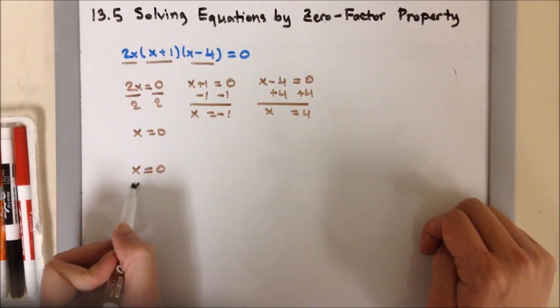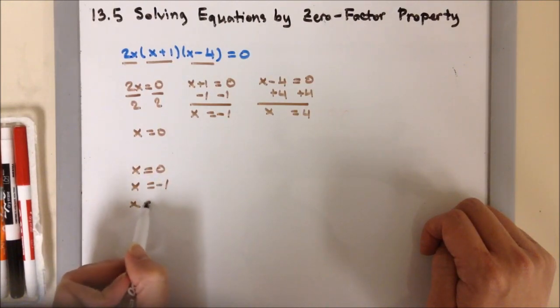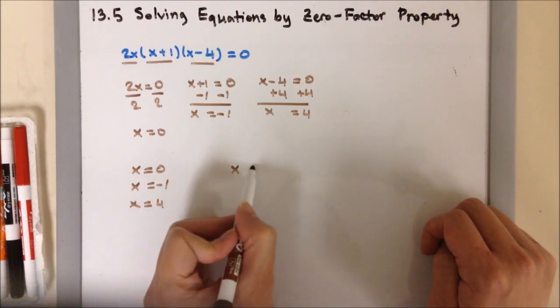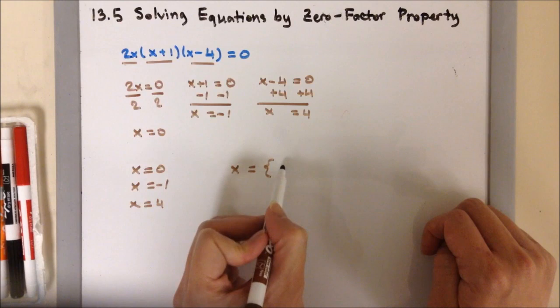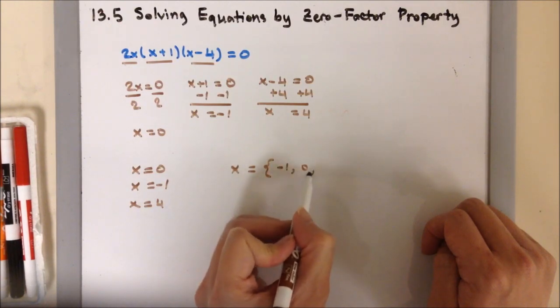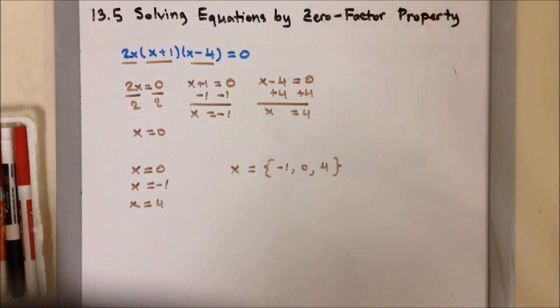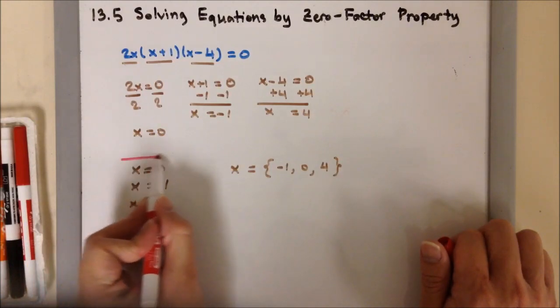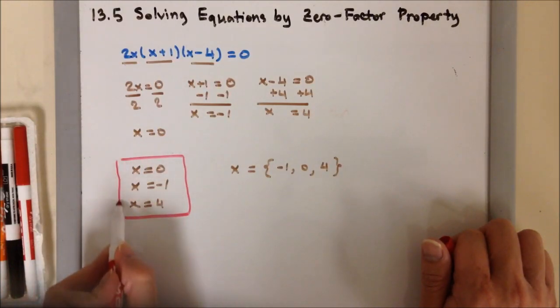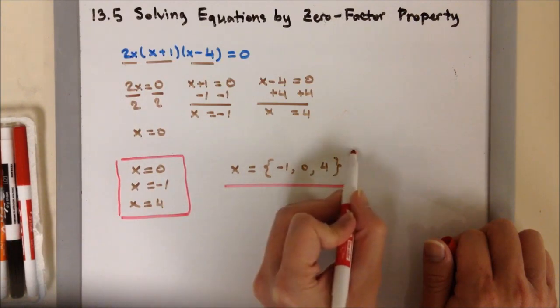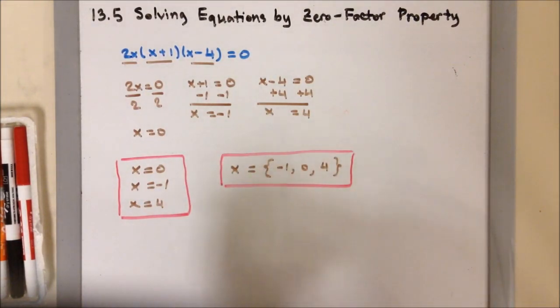And you can write it like this, or like this. And I'm going to put the numbers in order, negative 1, 0, and 4. So you can write either form, doesn't matter to me, as long as you state all the answers for x. So again, solving by zero factor property is you just set each factor, the one that has a variable, equal to 0, and then just solve for the variable.